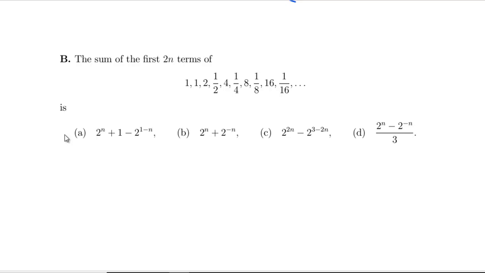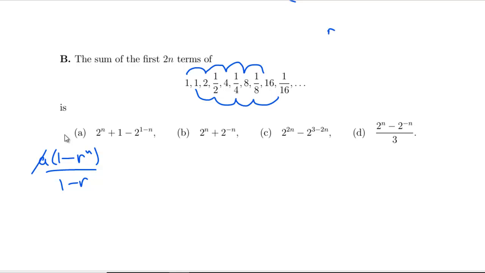So 1, 1, 2, a half, 4, a quarter, 8, an eighth. Right, okay, we've got two series here, haven't we? We've got one which is going 1, 2, 4, 8, 16, and we've got one which is going 1, a half, a quarter, an eighth, a sixteenth. So two geometric series which we want to put into our a(1 minus r to the n) over 1 minus r. They both have start term 1 for a, so that's fine, we can ignore that. One of them has r is 2, one of them has r is a half.